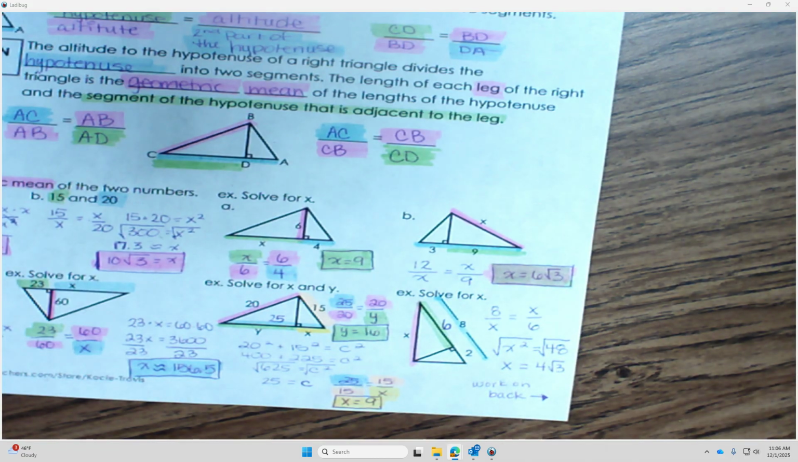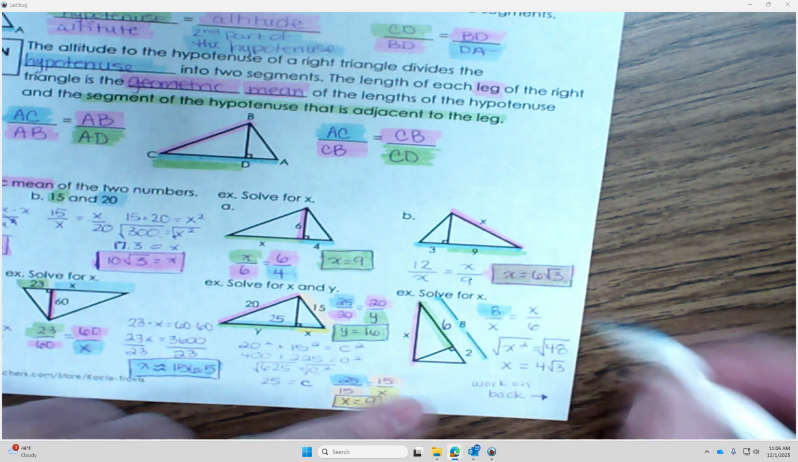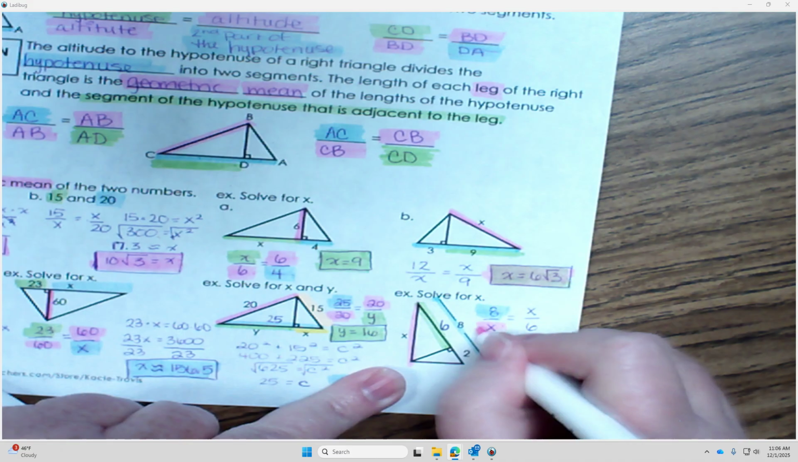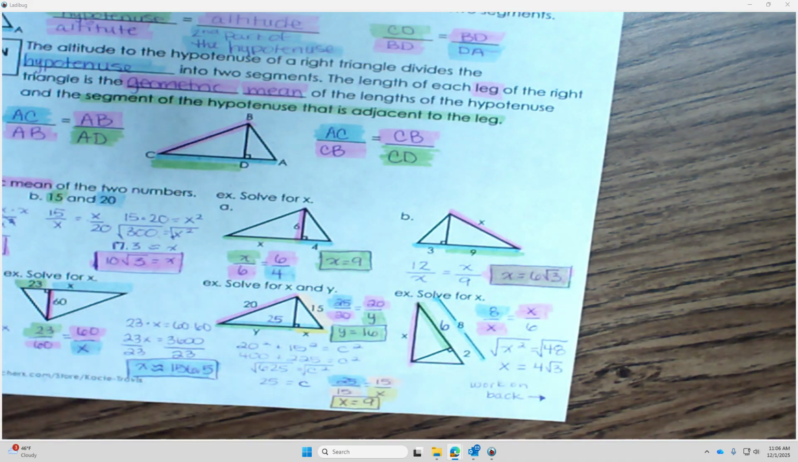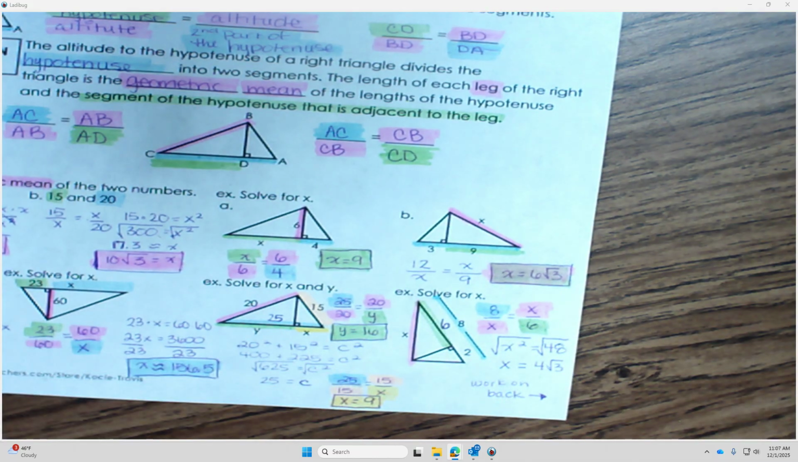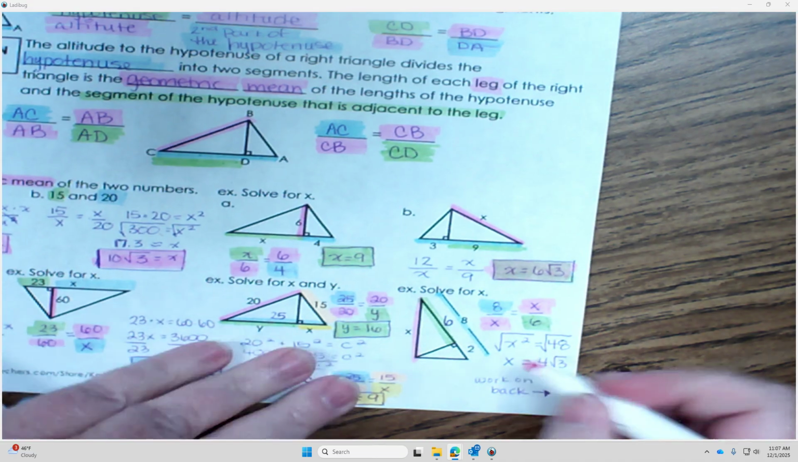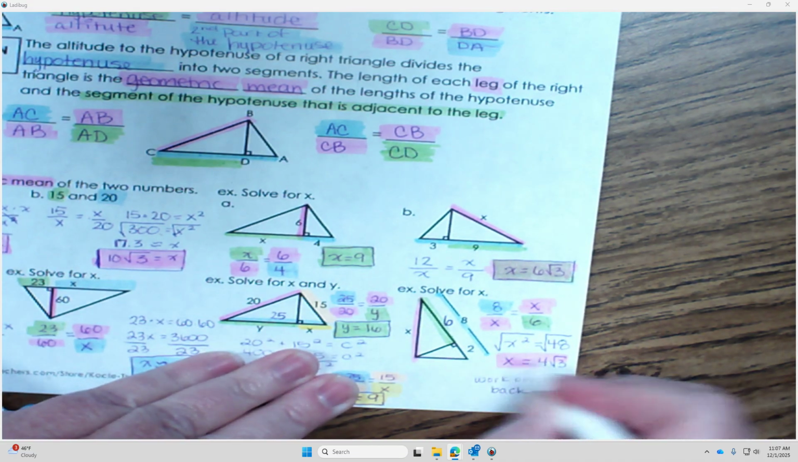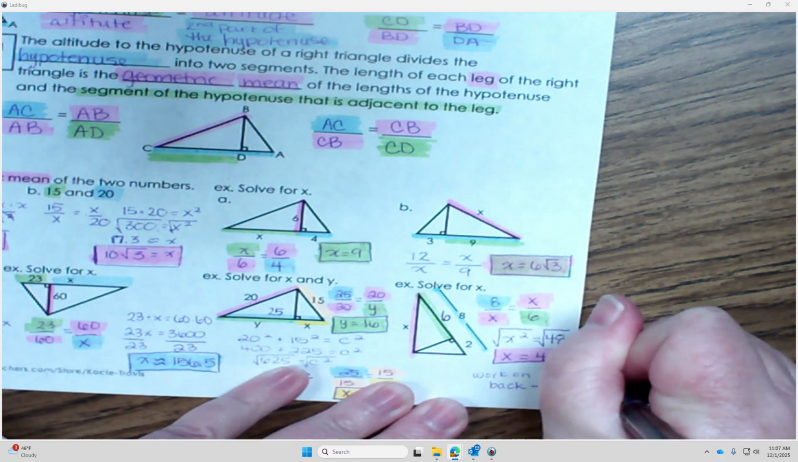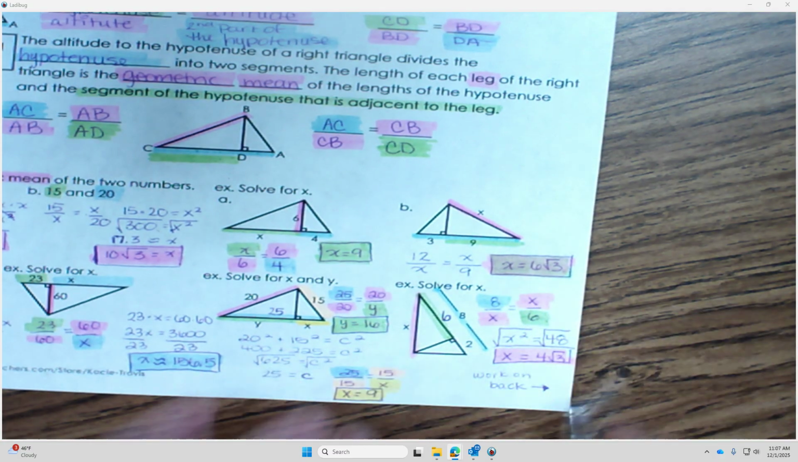Once again, this was my hypotenuse over my leg, equal to my leg over the part of the hypotenuse. And my x was, in this case, the leg. So I solved for the leg and got x equals 4 roots of 3. And remember, when they're touching like that, that's multiplication. So this is 4 times the square root of 3.